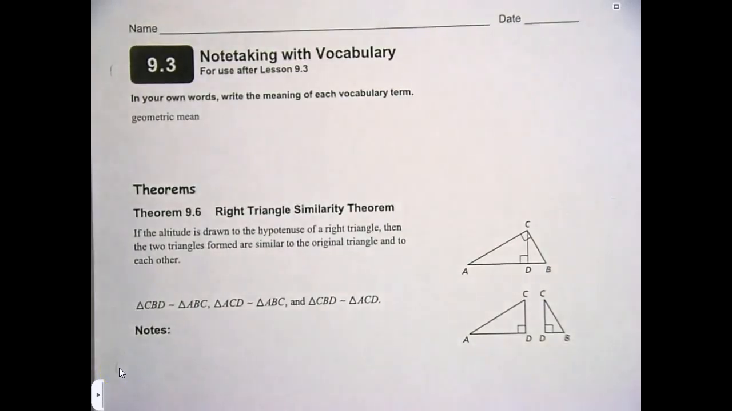Here we go. So 9.3, right triangle similarity. Okay? So similarity within right triangles. This is page 254 of your student journal.